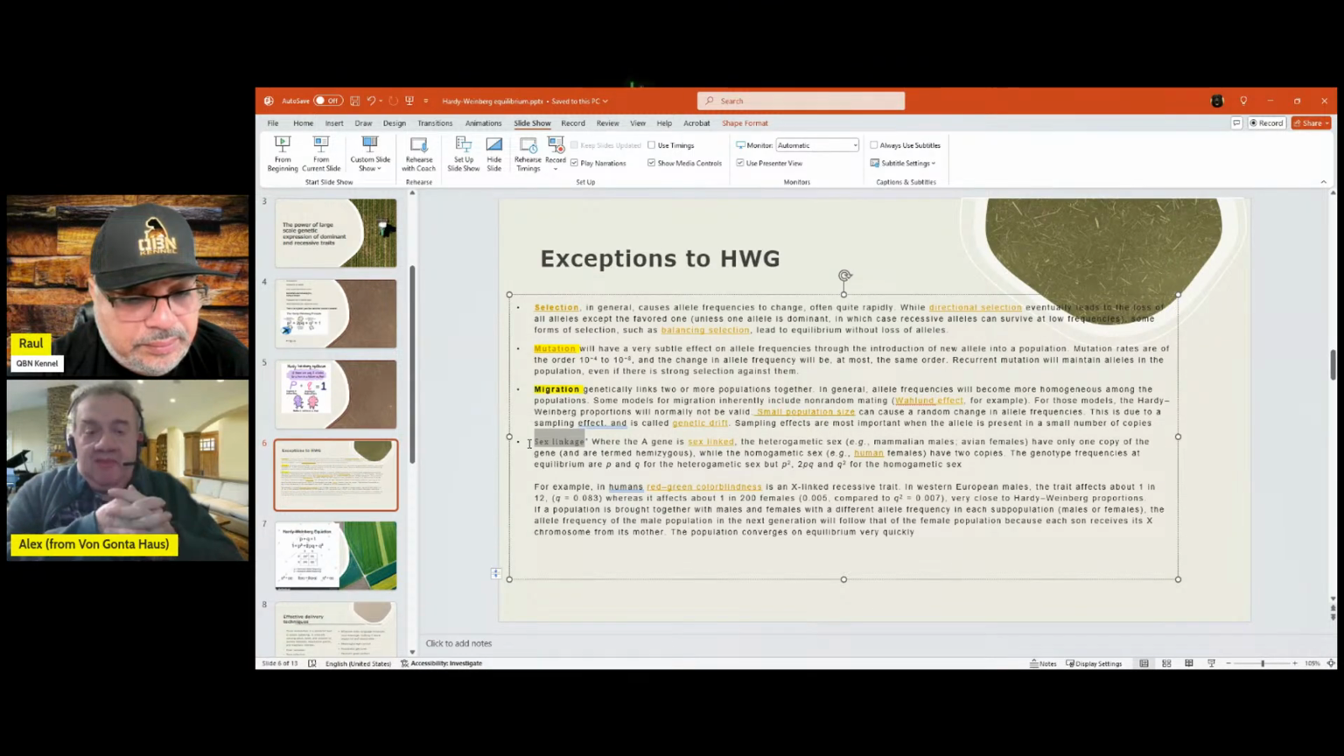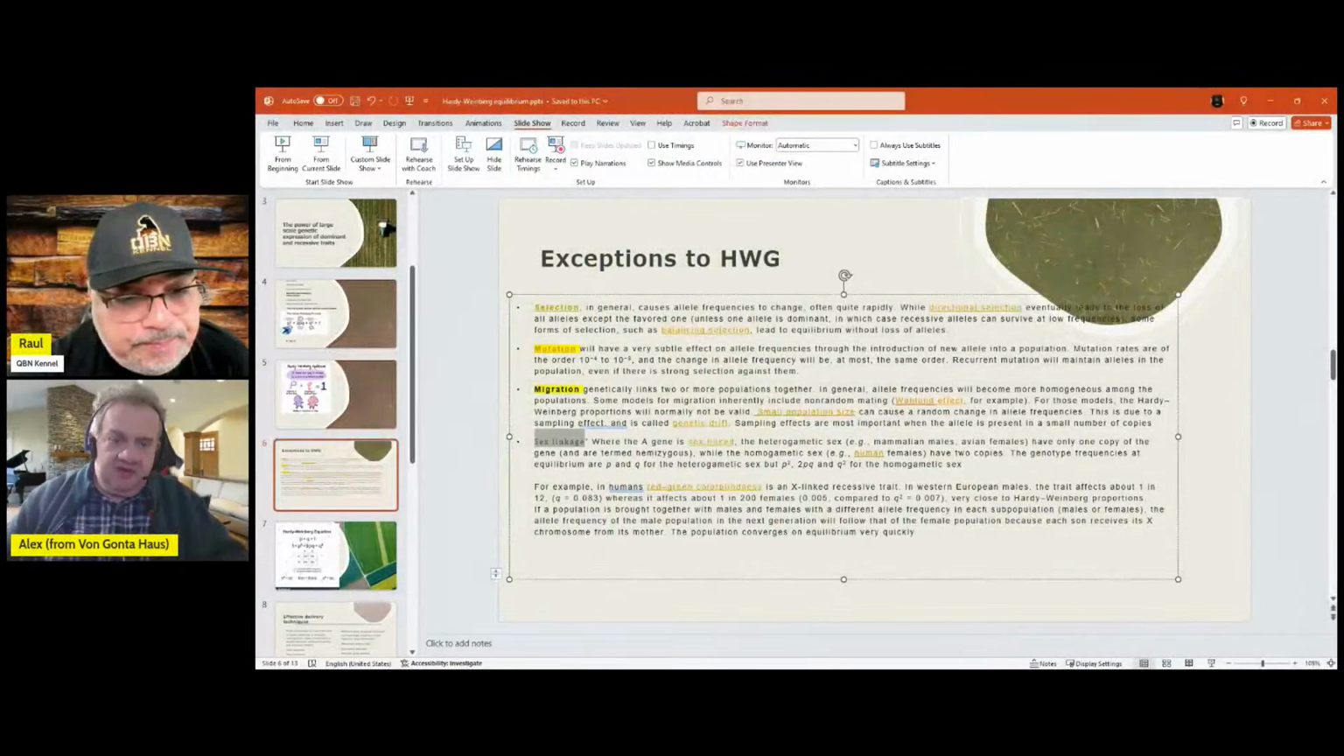Now, in mammals, the male determines the sex of the child. In birds, the female determines that. Let me bring up a word, and I'll show it to you as a Punnett square, because I think that's useful to understand.